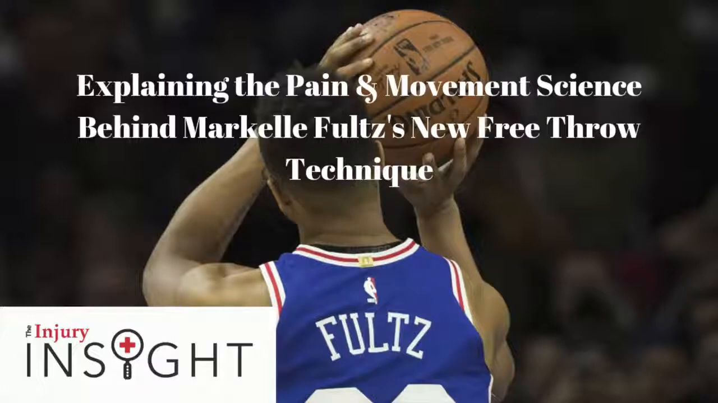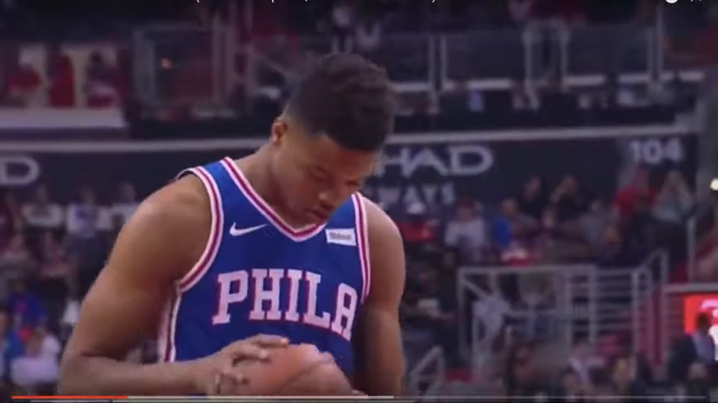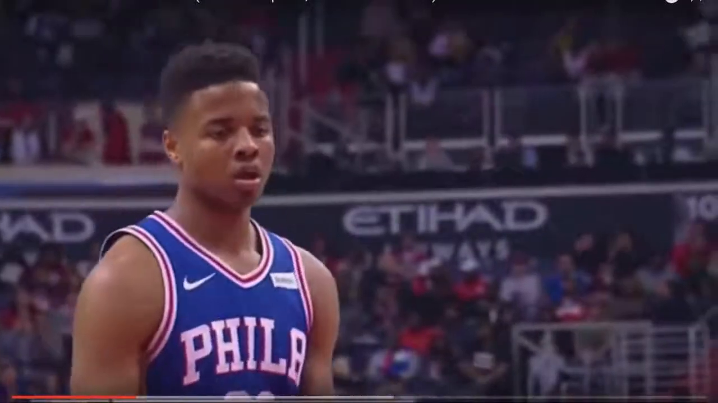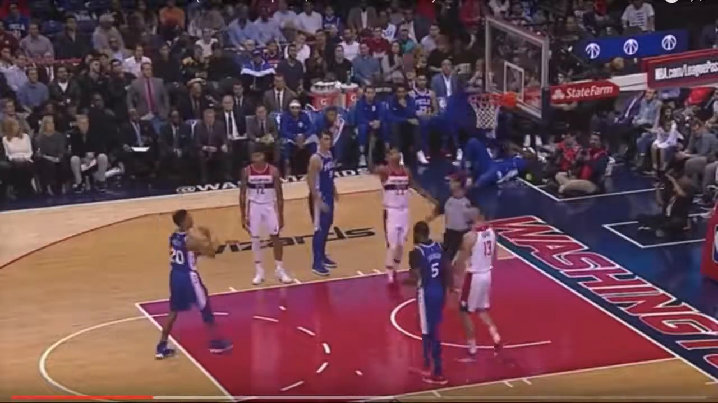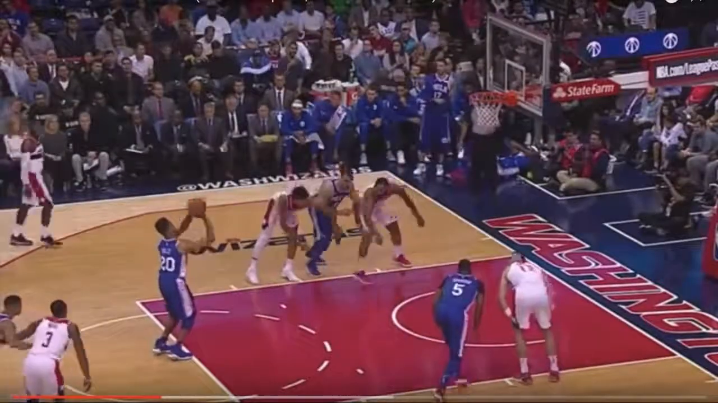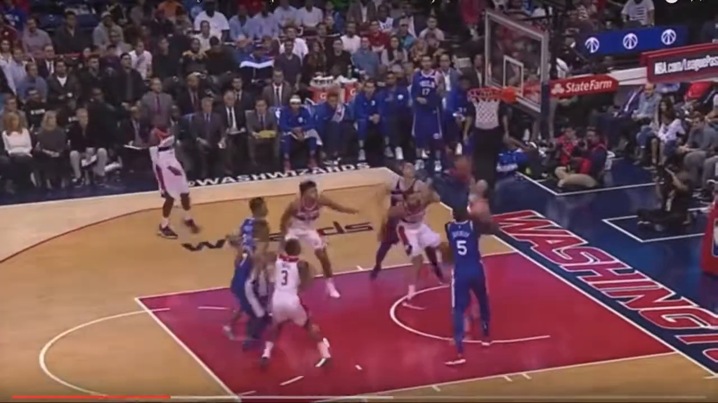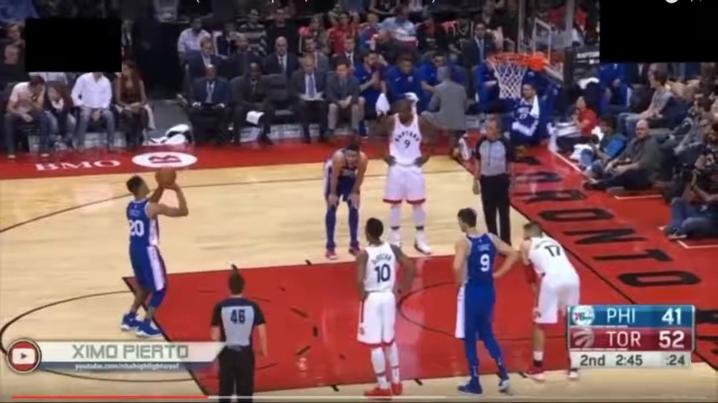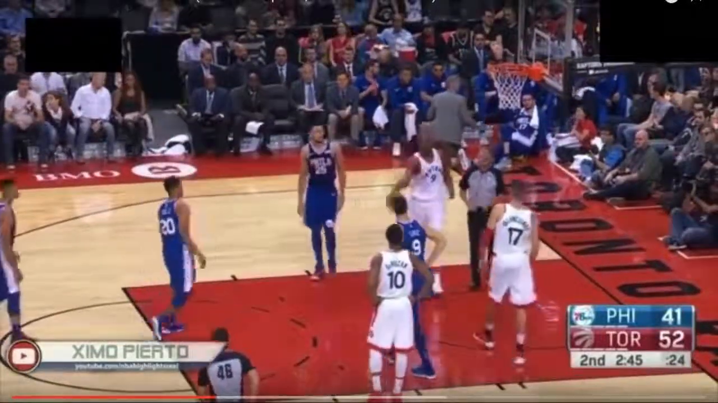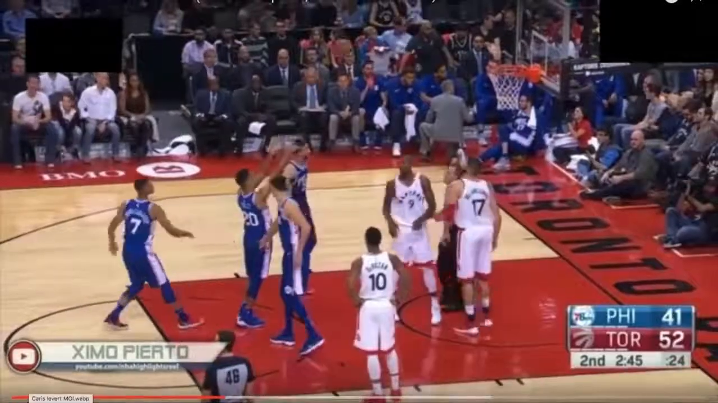So, Markelle's been dealing with free throw issues for a minute, jumper issues for a minute, right? So this is way back when. You can see there's a big hitch right when he's trying to come overhead. And it's not a great result. It doesn't look good. The outcome isn't good at all either. Here's another example of that. Again, you can see that hitch.